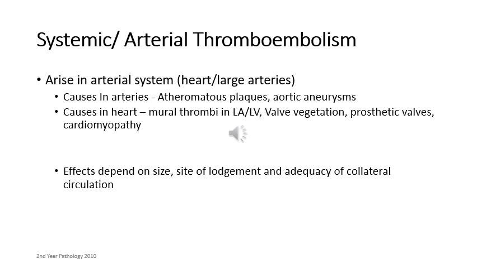Now we'll come to systemic or arterial thromboembolism. Arterial thromboembolism usually arises in the arterial system, that is the heart and large arteries. The major causes in arteries, explained before, are atheromatous plaques and aortic aneurysms, and in the heart it is mural thrombi in the left atrial or left ventricular walls. Then valve vegetations, that means any kind of bacterial growths that can produce injury and formation of a thrombus and later embolize. Then prosthetic valves, that is artificial valves following surgery, which can induce emboli. Then cardiomyopathy, where the heart muscles are not functioning properly, which again can produce a thrombus and emboli.